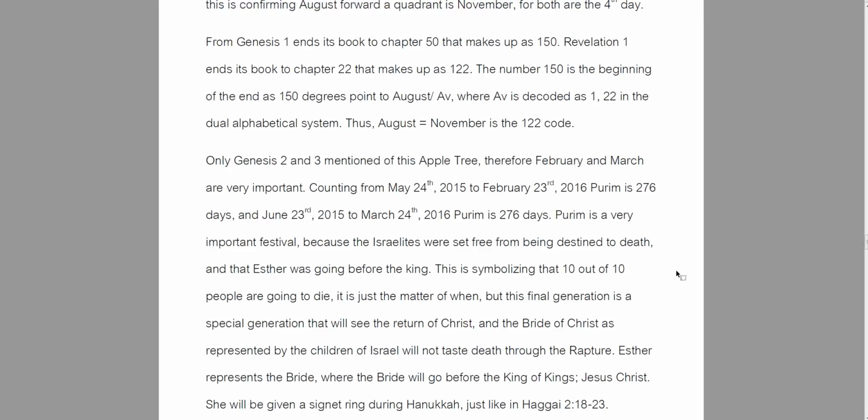Genesis 2 and 3 only mention this apple tree. You don't see it in chapter 4 or 5 or 6 or 7 or 8 or 9 or 10, etc. But especially in 2 and 3, so the number 23 is very important.